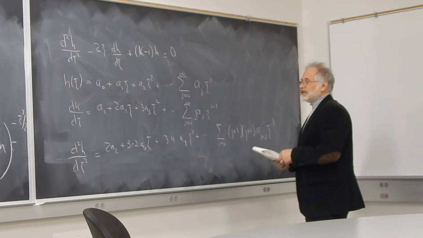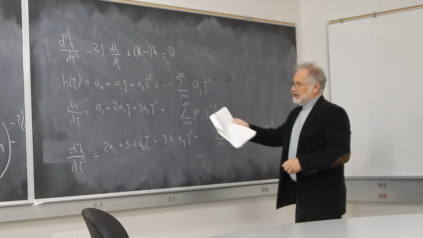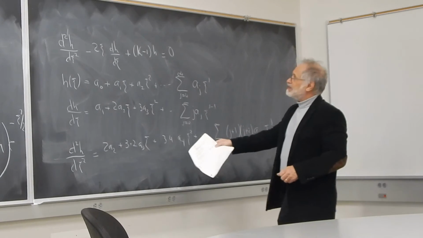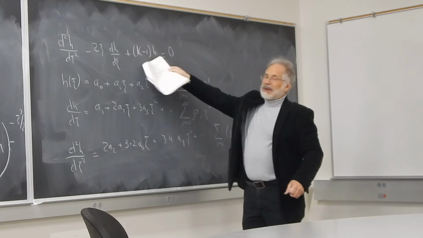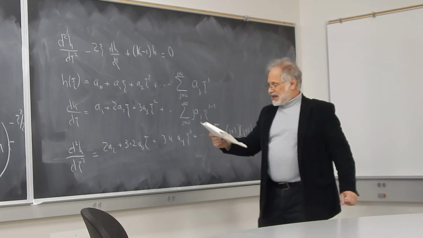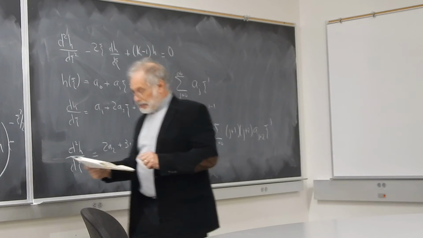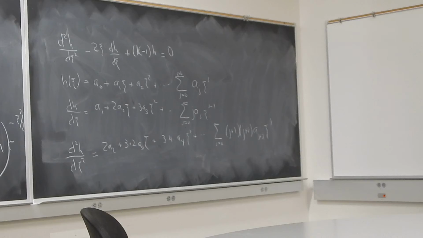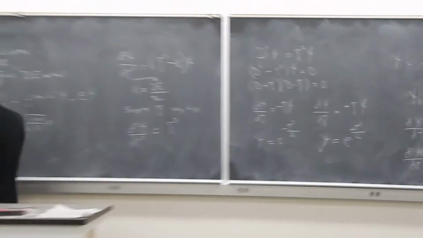Well, now that I've got my first derivative and my second derivative, what I need to do is plug them back into the Schrodinger equation. That's going to make a colossal mess. But when I do, notice what happens. A lot of terms drop out.